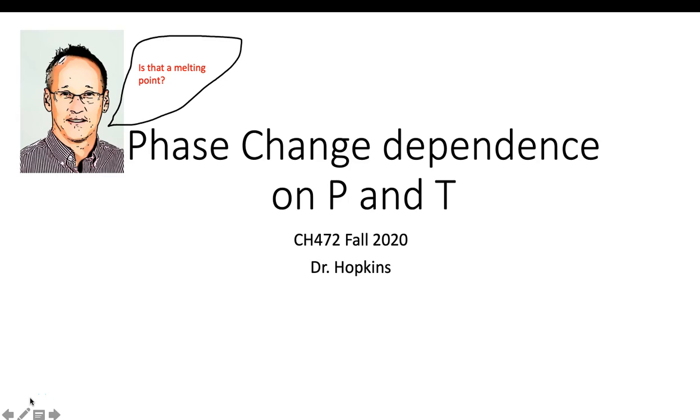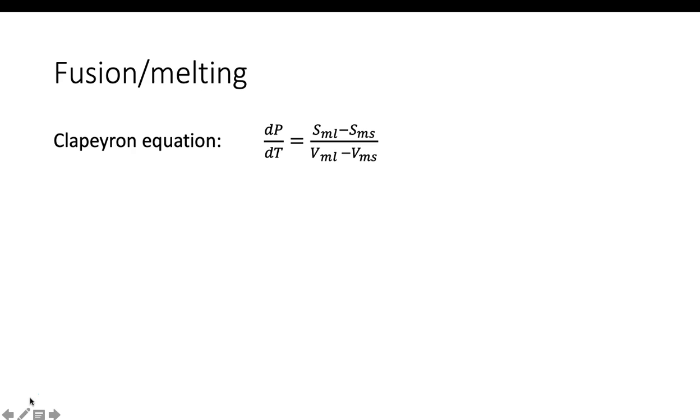We're going to finish up our discussion of phase changes by looking at their dependence on changes in pressure and temperature. Alright, so we're going to start with maybe the most complicated of the three that we're going to discuss in terms of pressure-temperature dependence, and that's fusion or melting. So we'll start with the Clapeyron equation, which we introduced last time.